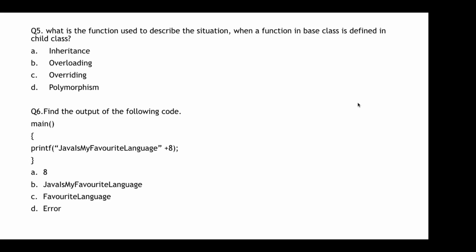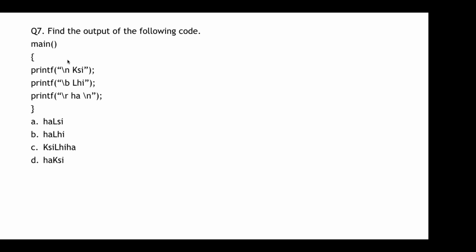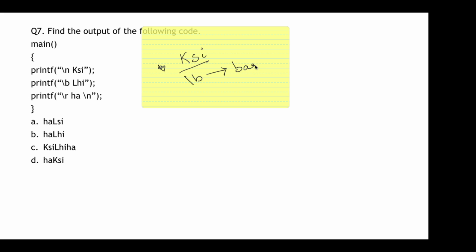Now moving on to the next question. Find the output of the following code. Now the first says printf KSI. There is nothing faulty, so it will simply print KSI. Now it says \b. Now \b means backspace. Backspace by 1. So when this is printed, the cursor is here. Now backslash b means it will go back to this I position.